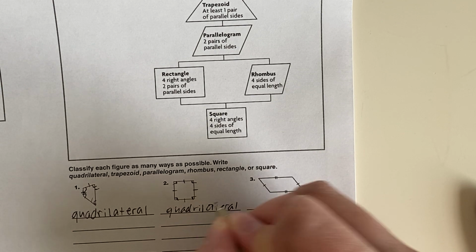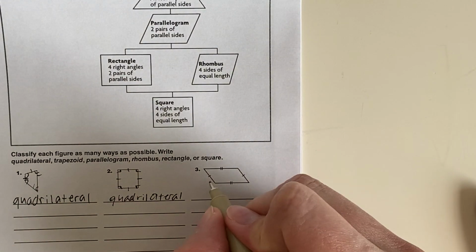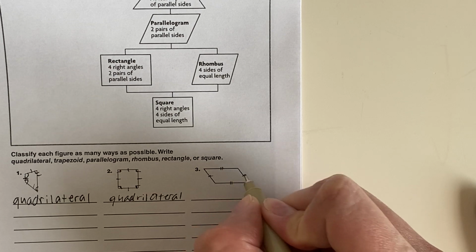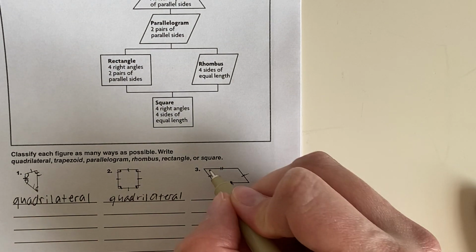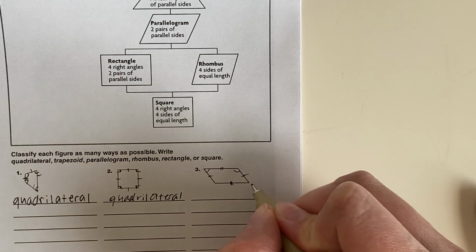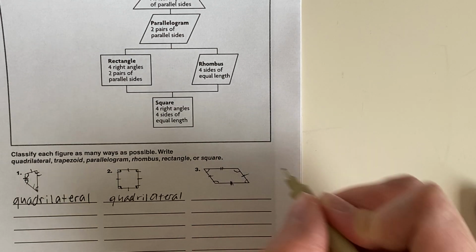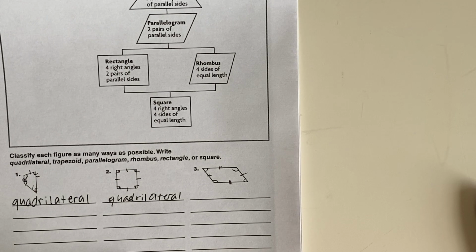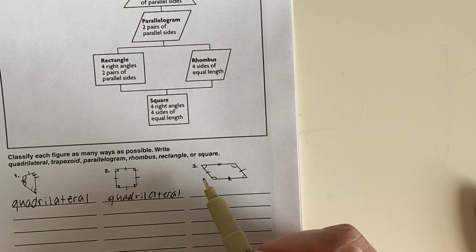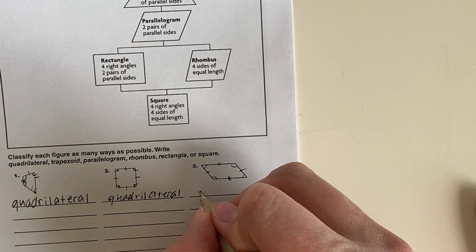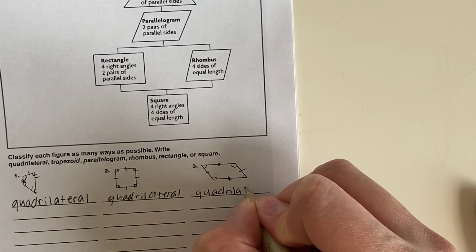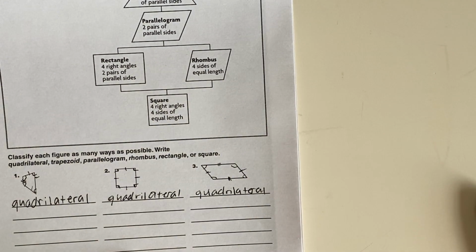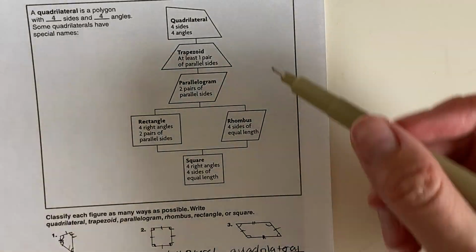Quadrilateral. Long word. 4 sides, 1, 2, 3, 4, and 4 angles, 1, 2, 3, 4. Remember, an angle is where 2 lines meet. So that's those little corners that I'm highlighting. 4 sides and 4 angles makes it a quadrilateral. Then go through, I would just go down the list.